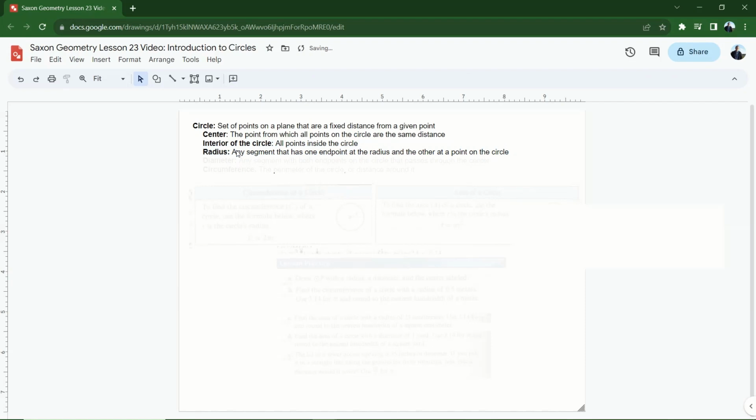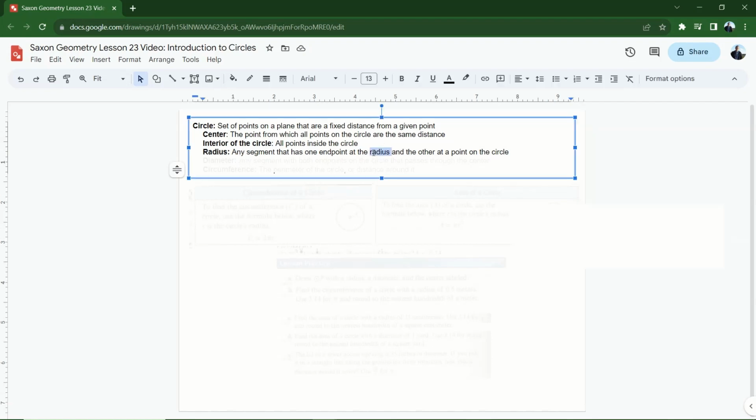A radius of a circle is a segment. It's any segment that has one endpoint at the center and another endpoint at any point on the circle. So any segment that has one endpoint at the center and the other endpoint at a point on the circle is a radius. How many radii could you possibly draw in a circle? Well, there's an infinite number of radii that you can draw as long as it starts at the center and goes to the actual circle.